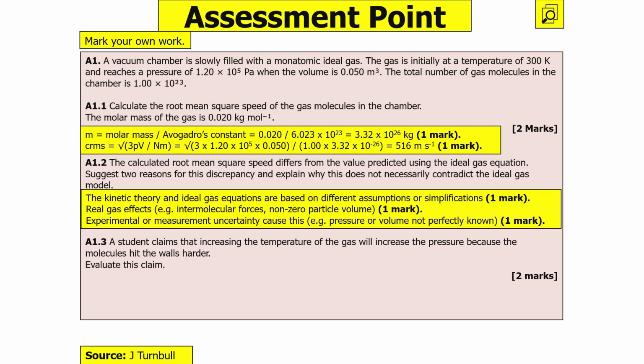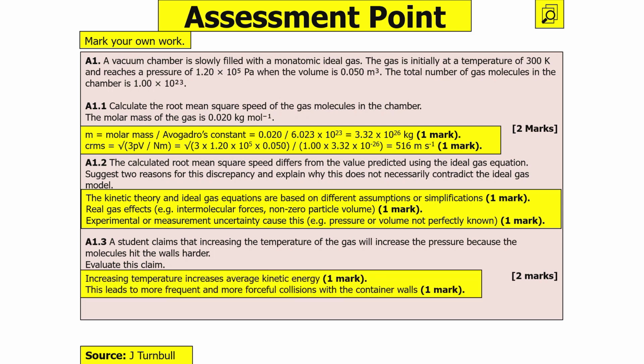Now, the kinetic theory and ideal gas equations are based on different assumptions or simplifications. Real gas effects such as intermolecular forces and non-zero particle volume will affect the result. In addition, experimental or measurement uncertainty can also cause this. So there's two possible reasons. Now, finally, increasing the temperature increases the average kinetic energy. This leads to more frequent and more forceful collisions with the container walls.